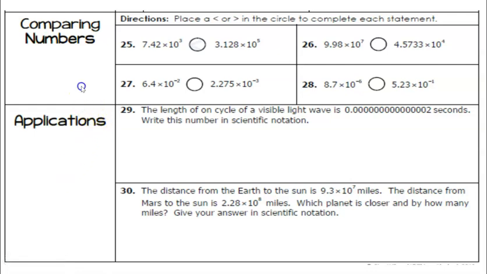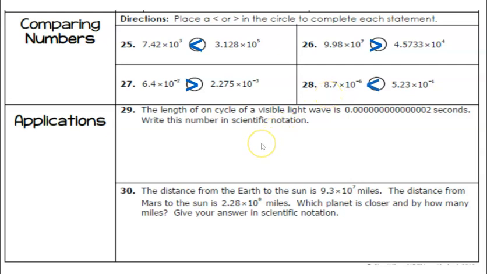Okay, for 25, I had less than. How did you do? Okay, just to remember, the arrow is pointing to the smaller number. All right, for 26, I had that this one right here is the smaller one, and this one's greater. For 27, I have this one is greater. And 28, I have this one is less than.